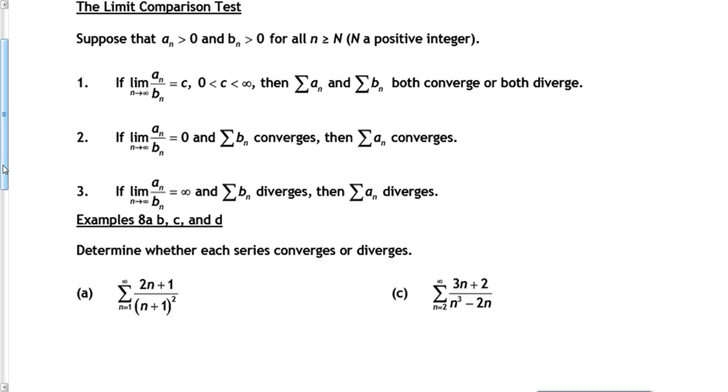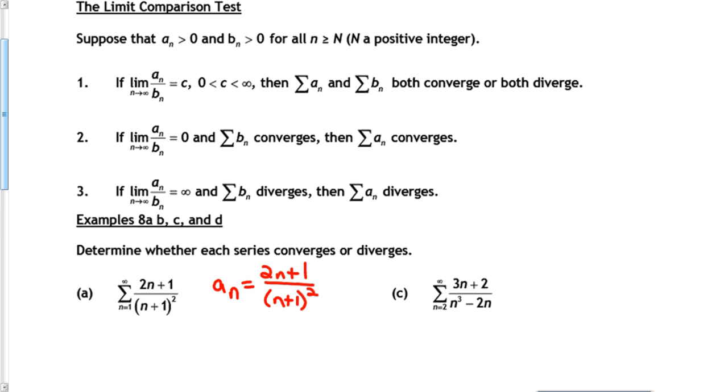I need to figure out what I am going to use as a and what I am going to use as b. So we have a sub n, which is 2n plus 1 over n plus 1 quantity squared. I need to pick something to compare this to, and I need to know whether this thing I'm comparing it to converges or diverges.